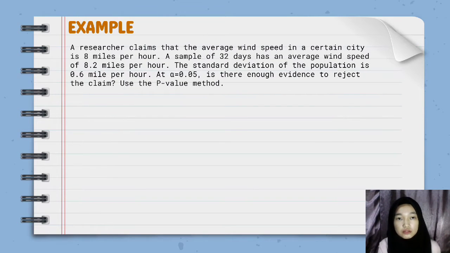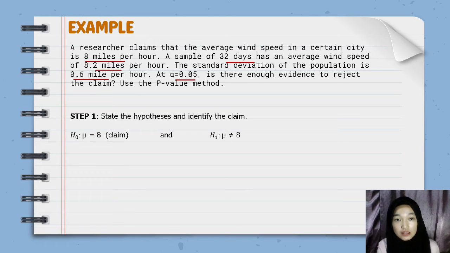The example I chose is, a researcher claims that the average wind speed in a certain city is 8 miles per hour. A sample of 32 days has an average wind speed of 8.2 miles per hour. The standard deviation of the population is 0.6 miles per hour. At alpha equals 0.05, is there enough evidence to reject the claim? Use the p-value method.